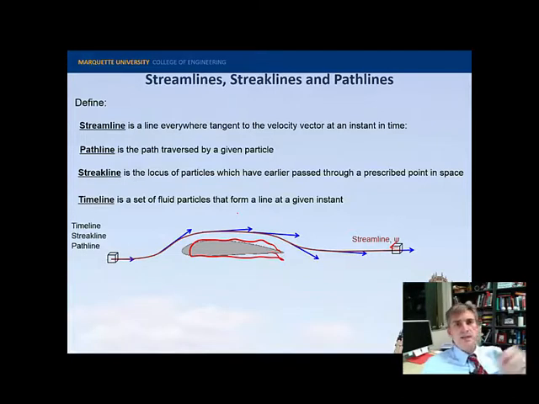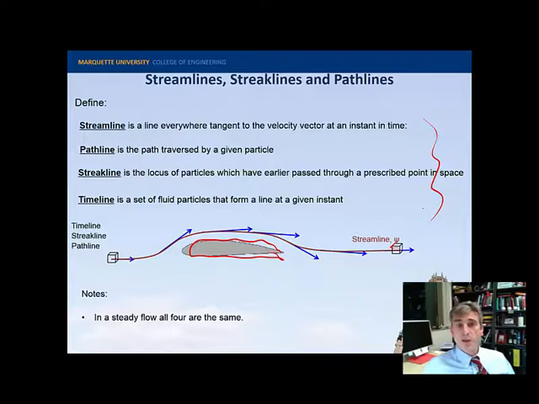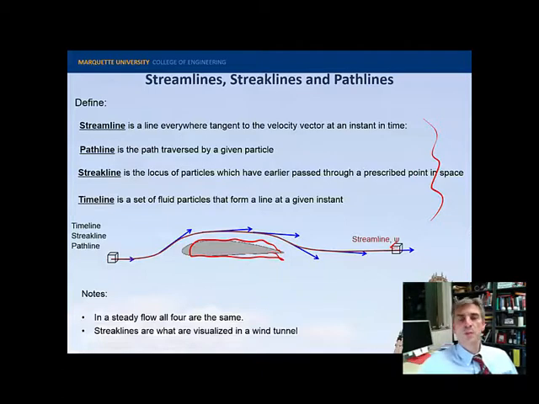But keep these in mind, and I'll show you a little video in a minute that really highlights the differences in unsteady flow. So they're all the same in steady flow, and streak lines are what we visualize in a wind tunnel. Normally, if somebody is making a streak line, it's a locus of particles which have earlier passed through a prescribed point in space. You have a wand, and out of that wand is shooting smoke. That is the point at which all the smoke, irrespective of where it ends up, initially started. So you could trace it all back to that single point. So keep that in mind, that really technically what you see in a wind tunnel is a streak line.